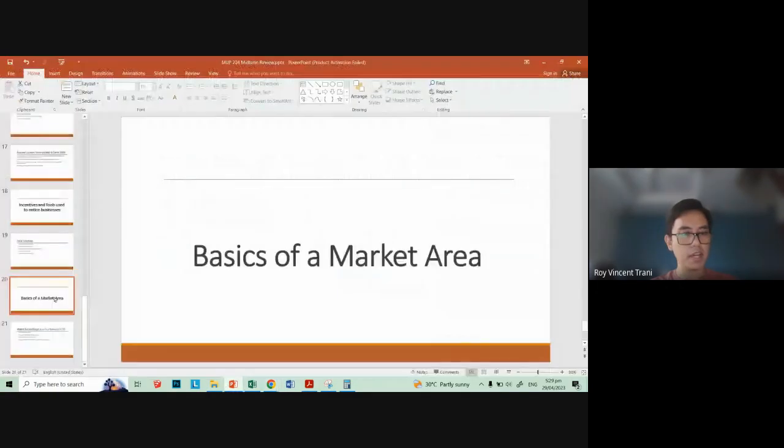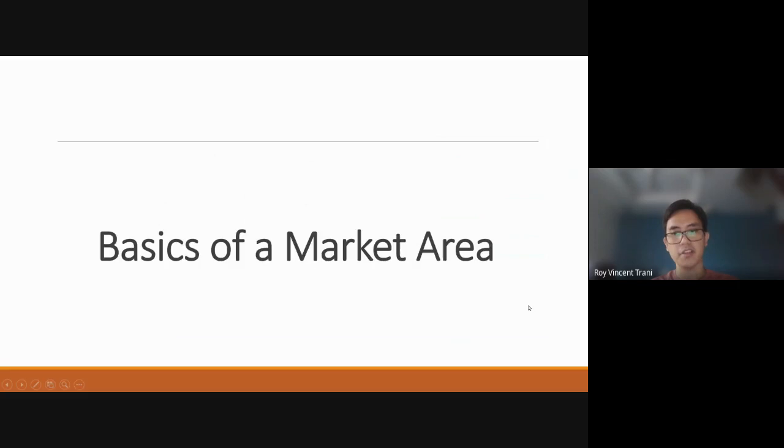Wait, maybe this slide would be a good one to end on. So the basics of a market area is that if you have a larger population, you have a larger market area. This is connected with the idea of a market threshold and a market range.